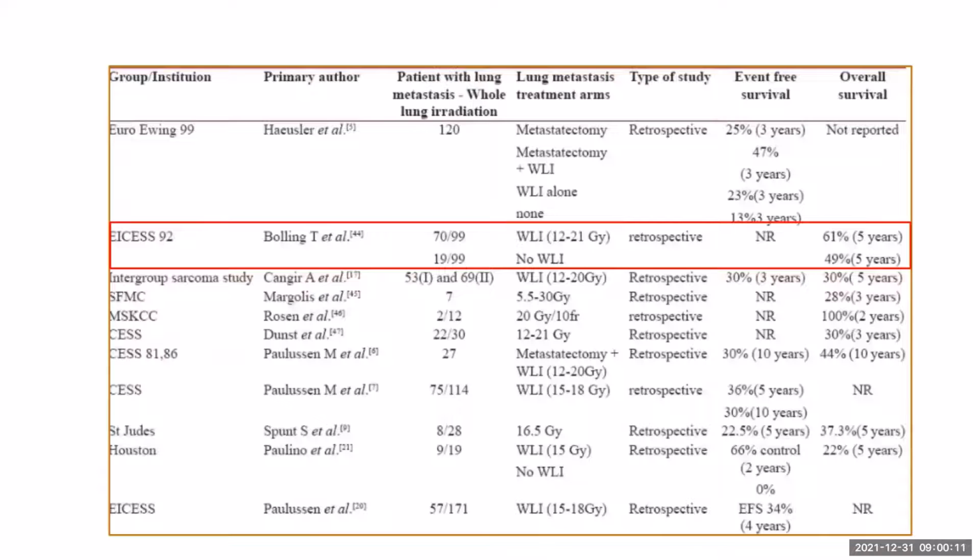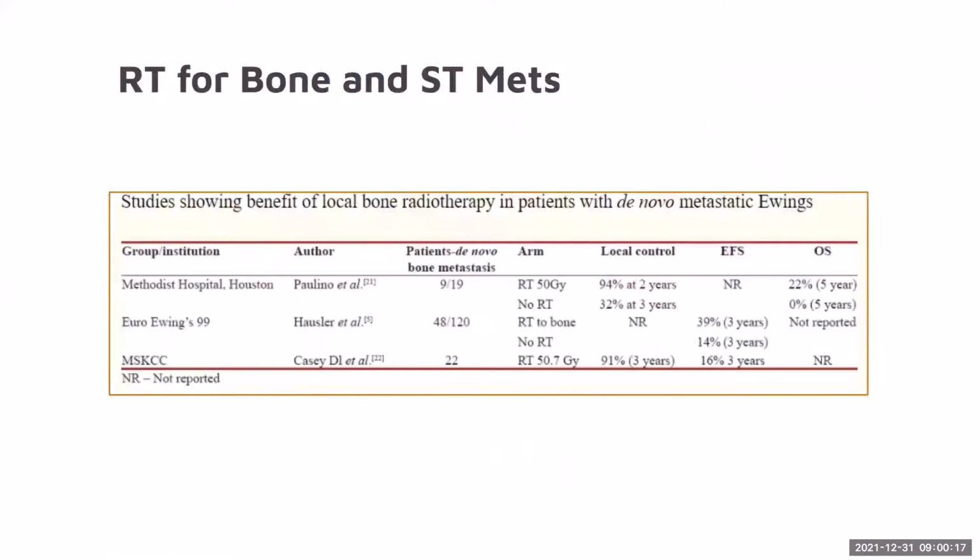These are the other trials which show the benefit, most of them retrospective, which show the benefit of local therapy for lung. Even for bone metastatic sites, you can increase the overall survival by giving palliative RT or curative RT to the metastatic sites of the bones also. Around 45 to 50 gray of RT is given to the site of metastasis in the bones.